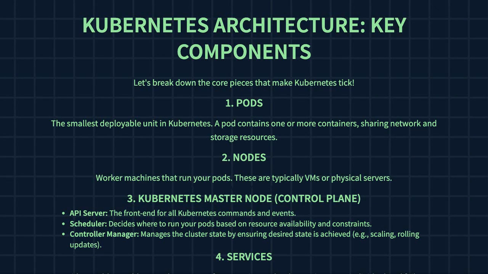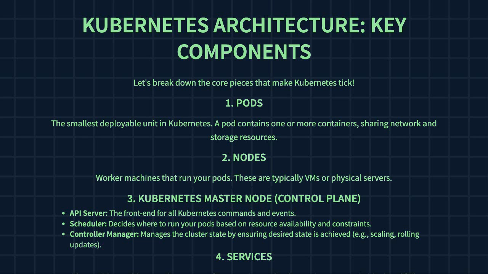Okay, so let's start with the very basics, understanding how Kubernetes is built. Think of it like a complex city. At its smallest level, we have pods. These are basically tiny containers grouped together. They are the building blocks of everything you deploy. Then we have nodes, which are the actual computers or VMs that run those pods.